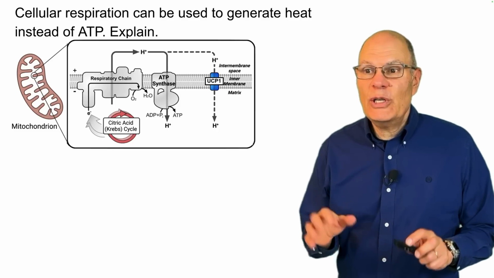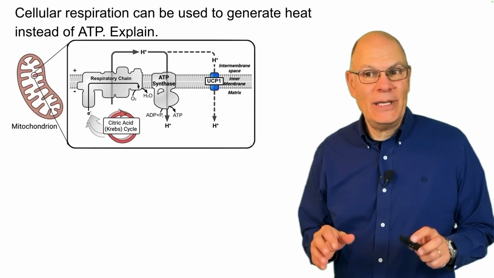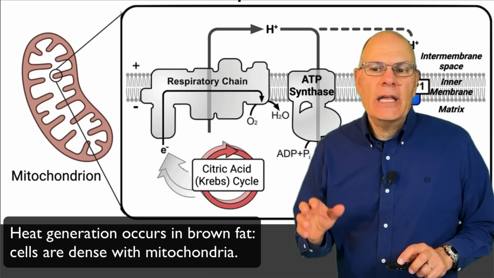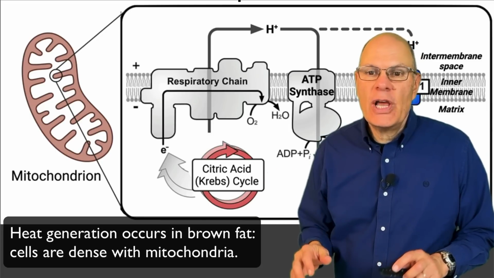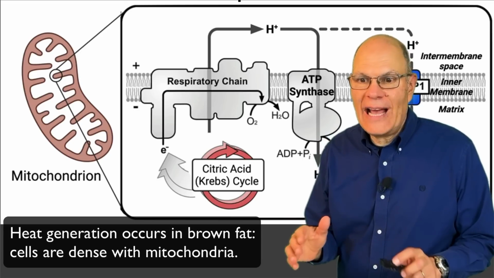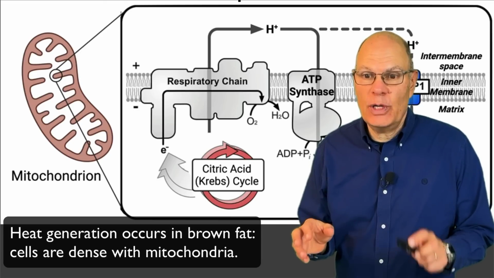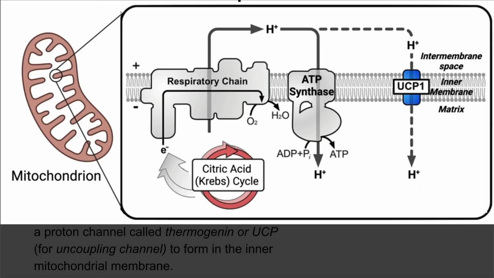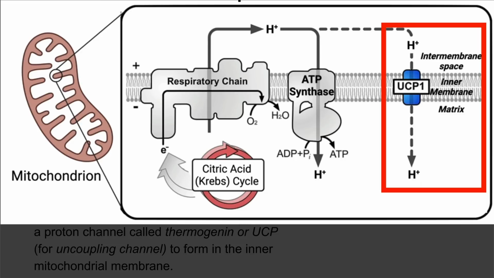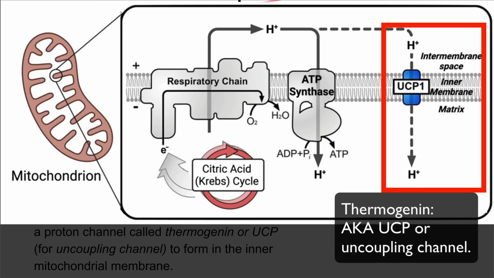Cellular respiration can be used to generate heat instead of ATP. Explain. In newborn humans and other mammals and hibernating mammals, there are cells that are called brown fat cells. They're extremely dense with mitochondria. That's where the heat is generated. When body heat is needed, hormones induce a protein channel called thermogenin, or UCP. It's also called the uncoupling channel, to form in the inner mitochondrial membrane. So here it is over here.